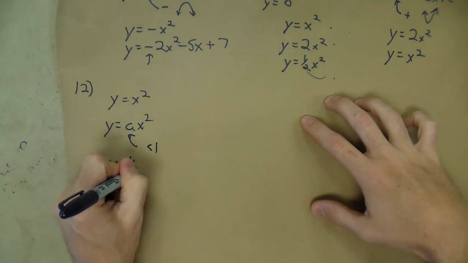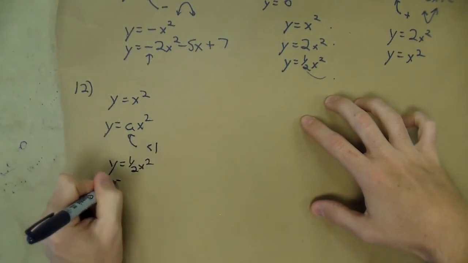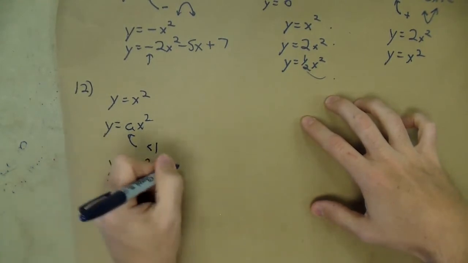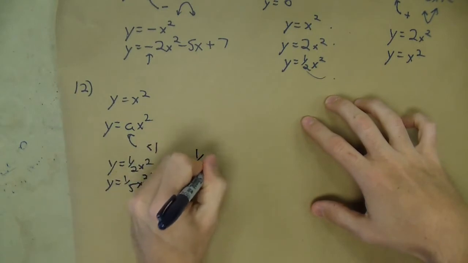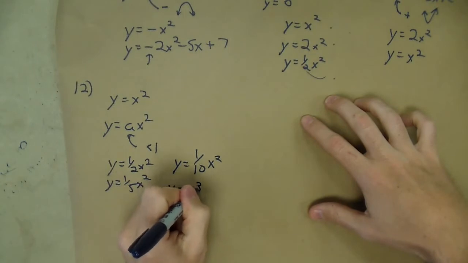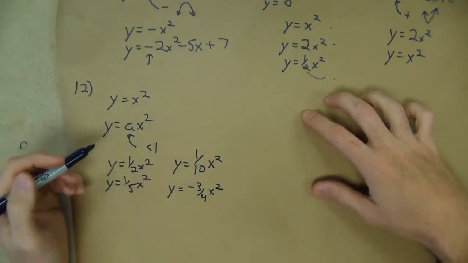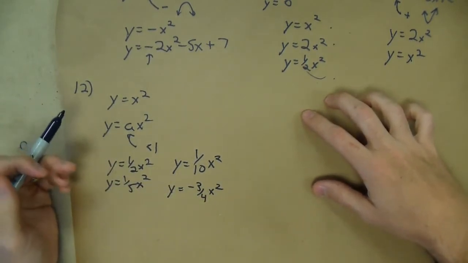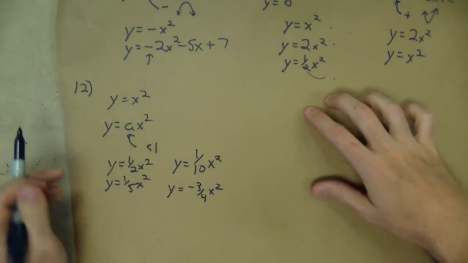So I could do like a 1/2 x squared would be wider, 1/5 x squared would be even wider, 1/10 x squared would be even more, and I could even flip one and make it like a negative 3/4 x squared. All of those would be wider than x squared because that coefficient gets closer to 0.